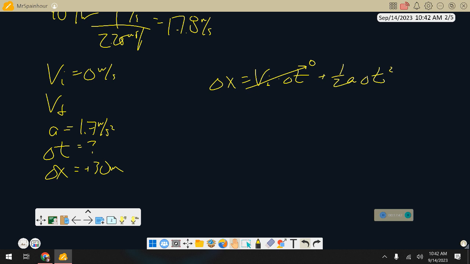See if you can do this algebra to solve for delta t on your own real quick. I'll give you about 30 seconds to a minute to get ahead of me, and then I'll show the work.